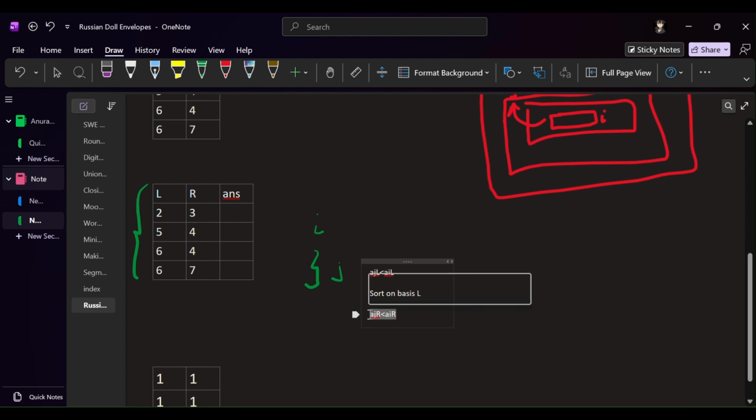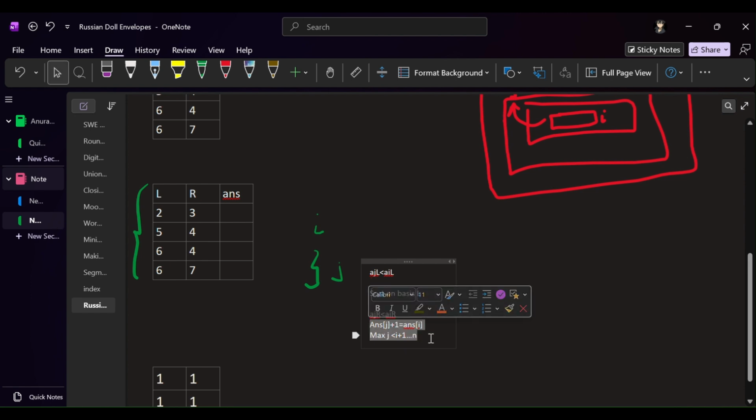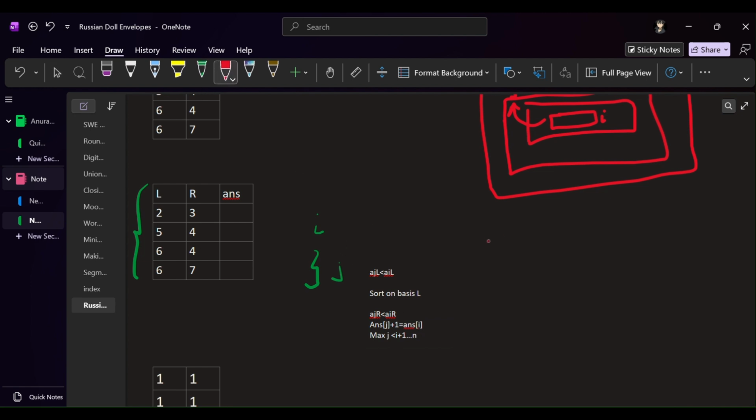So the second part needs to be found, and if this is satisfied, then answer of j plus 1 is going to be the answer of i. For this we need to maximize over all j from i plus 1 till n. So these two conditions need to be satisfied for this range, and we need to take the maximum plus 1. For this we are going to use a segment tree. We are going to maintain a segment array of values.